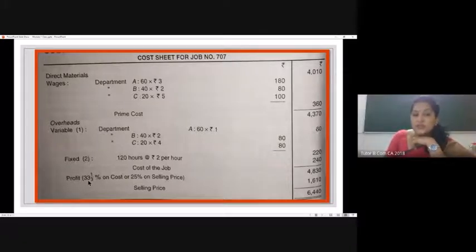So 33 and 1/3% of 4,830 will be taken as a profit. It will be added with the cost of the job to come up with the selling price. Okay, so 4,830 plus 33 and 1/3% of this. That's our profit. This is a formula which we know, right? So when we add that, we will get the selling price, that is 6,430.